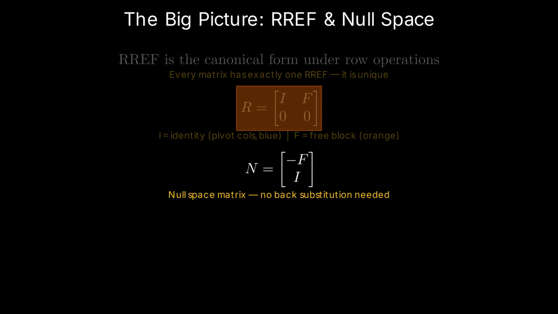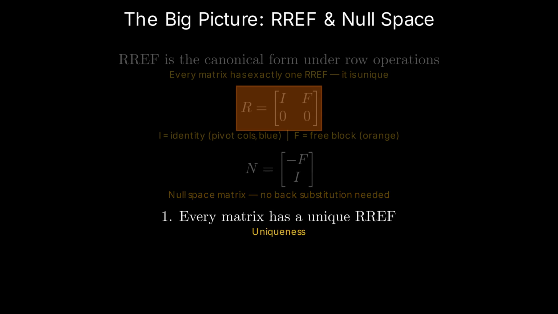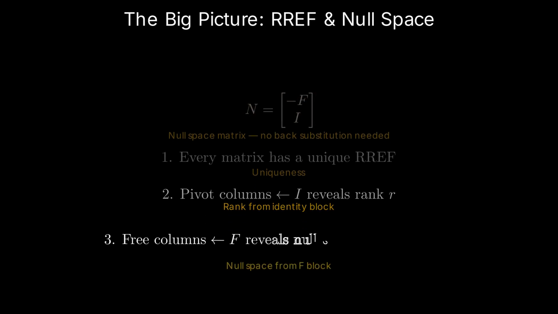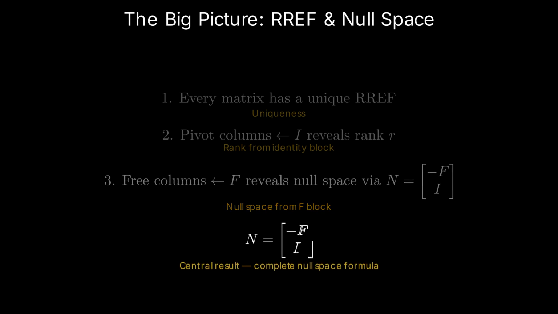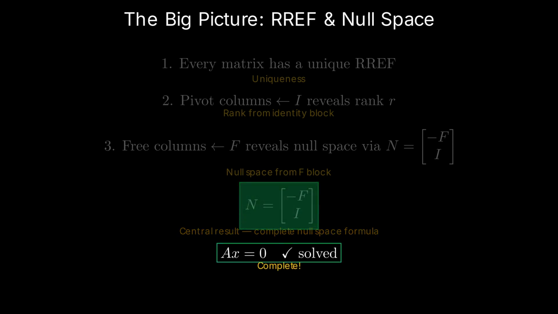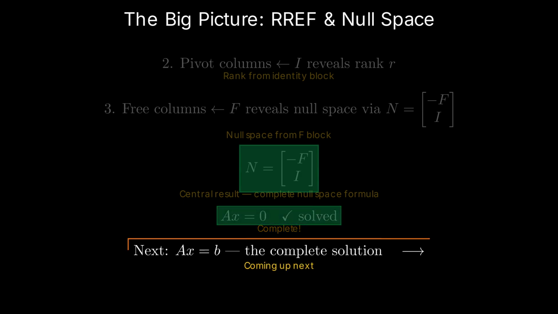Let's summarize the 3 key facts. Fact 1, every matrix has a unique RREF. Fact 2, the pivot columns identified by I reveal the rank. Fact 3, the free columns identified by F reveal the null space through the formula N equals negative F over I. We have now fully solved AX equals 0. So what comes next? The natural follow-up question is, what happens when the right-hand side isn't 0? And that leads us to the complete solution of AX equals B.